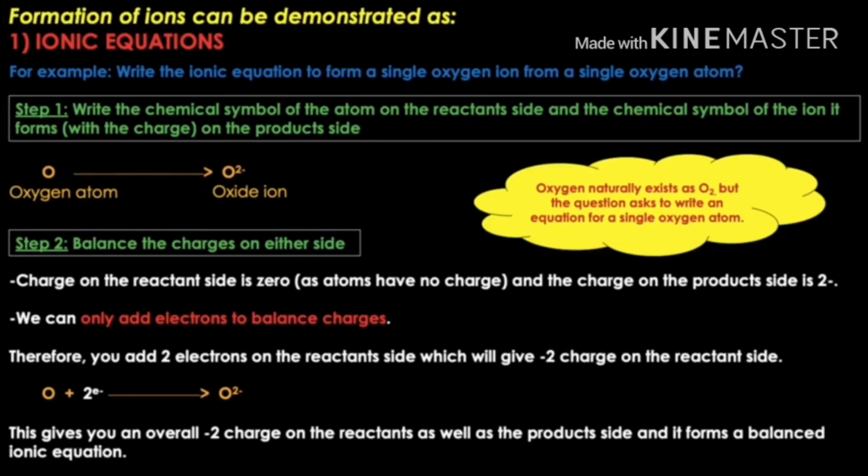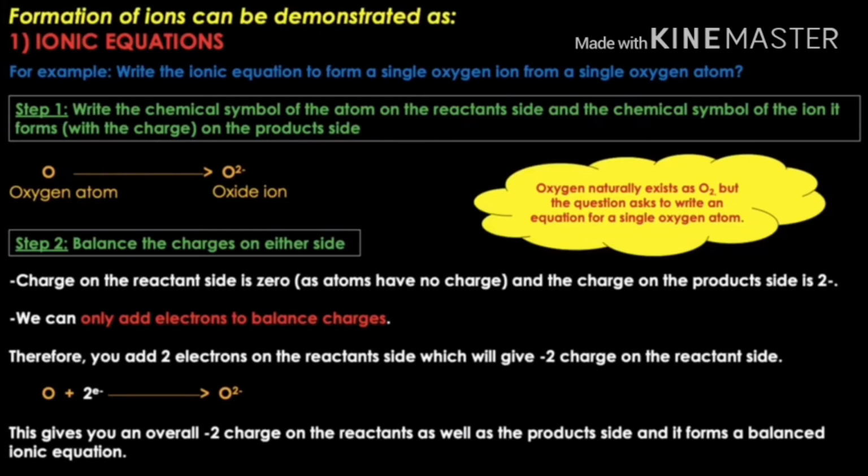So here we're going to learn how to write ionic equations. For example, if a question asks you to write the ionic equation to form a single oxygen ion from a single oxygen atom, the word single is very important, as oxygen naturally exists as O2, but the question asks you to write an equation for a single oxygen atom. So let's look at the steps.